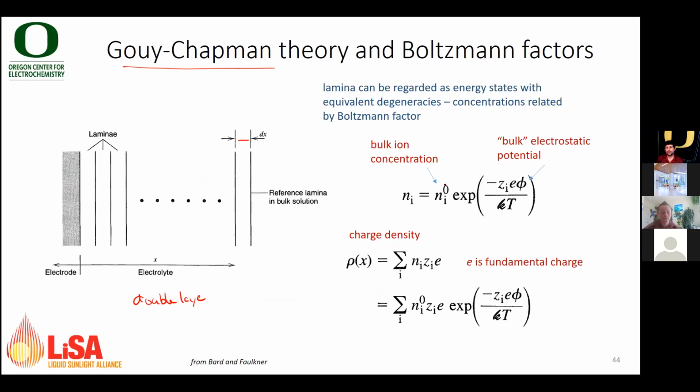And I can say, well, if I have some bulk ion concentration, and I know there's some potential distribution in the electrolyte, the electrostatic potential as a function of position x in the electrolyte, I can write, via an approximation, that the concentration of those charged species at any given point, any given lamina, as a function of position, is going to be the bulk concentration times this term. So what does this term remind you guys of? Where does this come from?